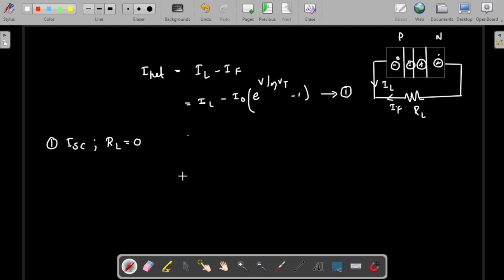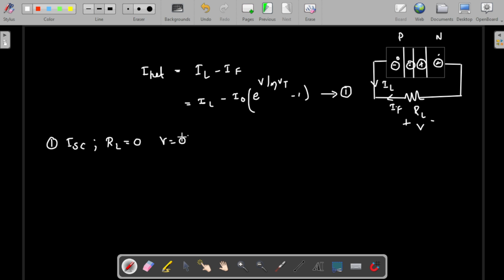Okay, so I hope this is understood. If RL is equal to 0, then we know that V will also be equal to 0, because V is the potential taken across RL. So then V will also be equal to 0.